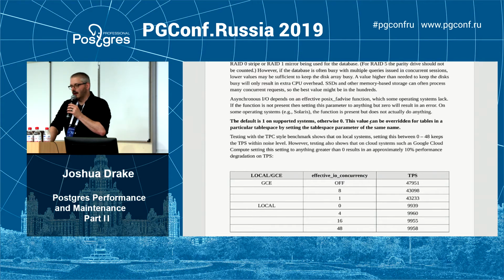Asynchronous I/O depends on effective POSIX fadvise function, which some operating systems lack. If the function is not present, then setting this parameter to anything but 0 will result in an error. On some operating systems, Solaris, the function is present but does not actually do anything.